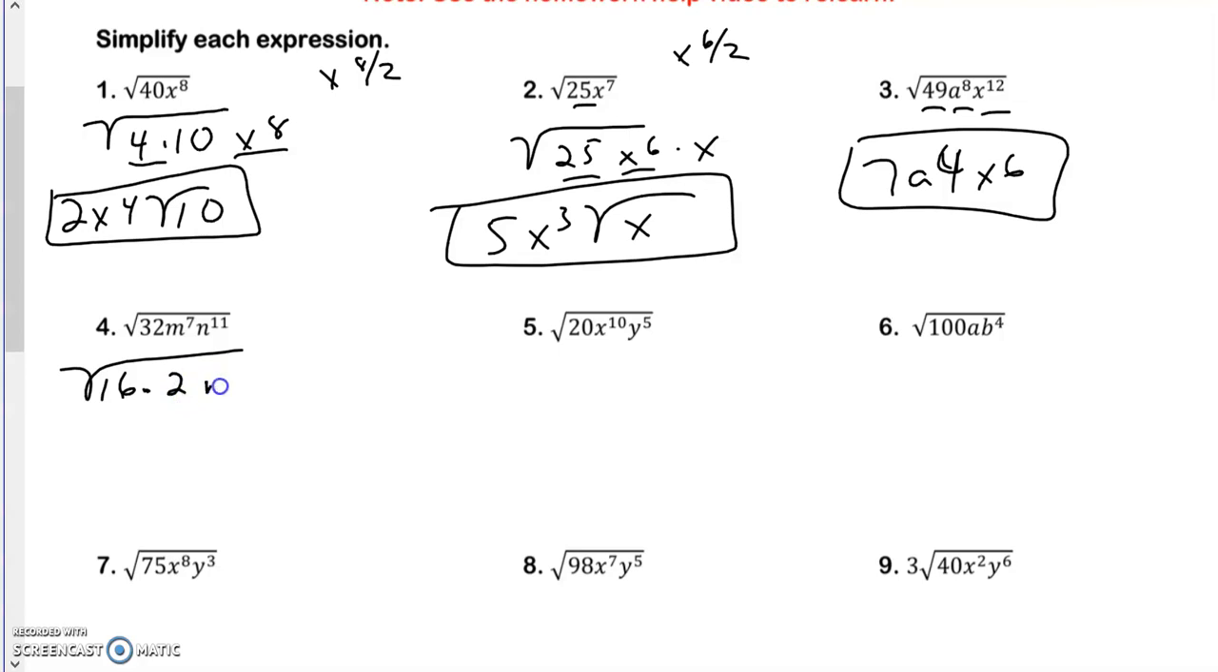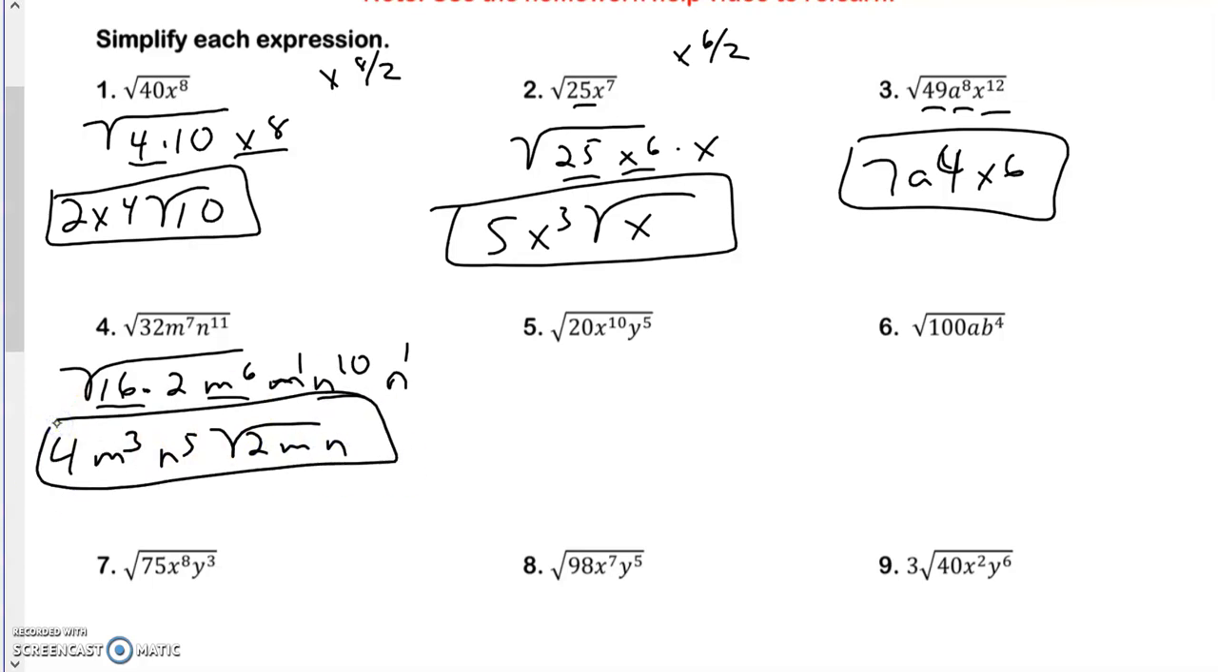Now, this m to the 6th, m, and then it's n to the 10th, n. There's really a 1 here. So I'm going to underline the things that are perfect. Square root of 16 is 4. 6 divided by 2 is 3. And 10 divided by 2 is 5, and that's going to leave me 2mn.